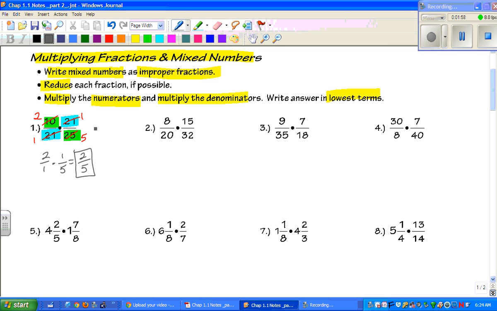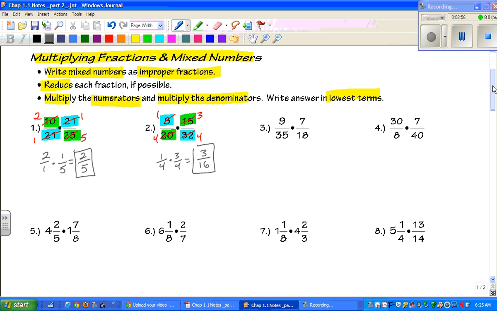Okay, let's look at number 2. We're going to start with the same thing. It's not a mixed number, so we don't have to change anything. Now, when we're reducing, first thing, does the little number go into the big number? So does 8 go into 32? It does. It goes into 32 4 times. But now, does 15 go into 20? No. The number that goes into 15 and 20 is 5, and it goes into 15 3 times, into 20 4 times. So when we rewrite this, it's 1 over 4 times 3 over 4. Multiply those out, and you get 3 over 16.